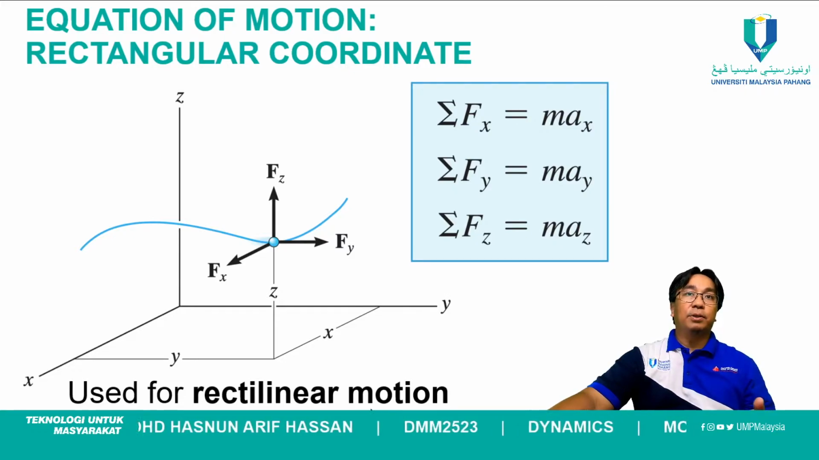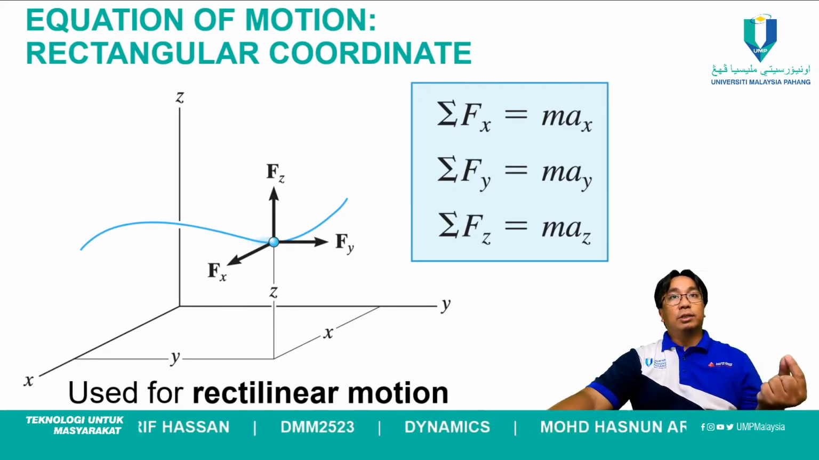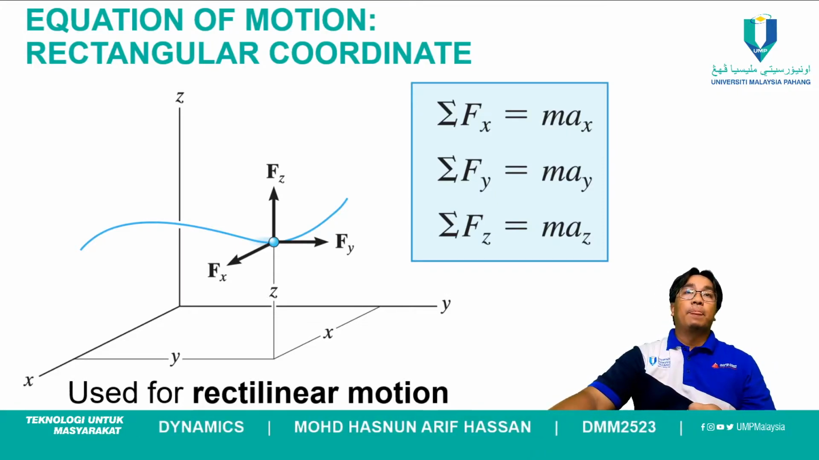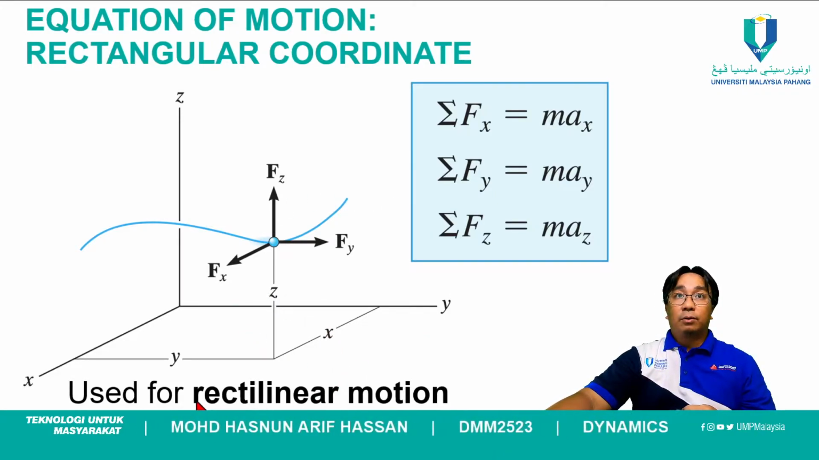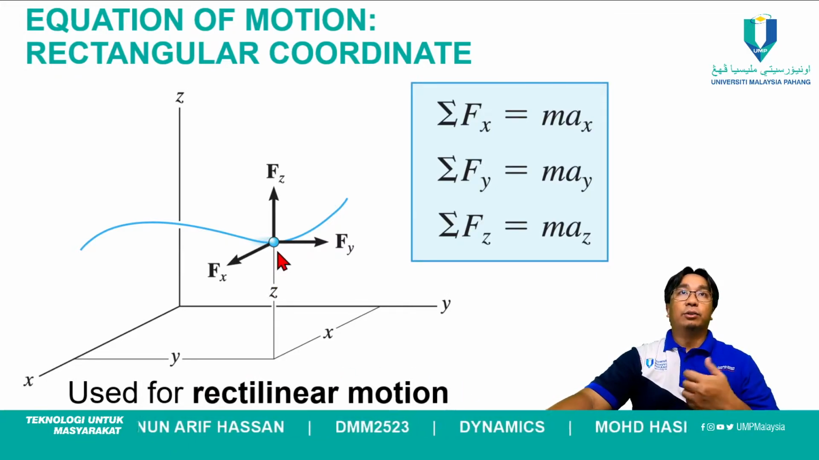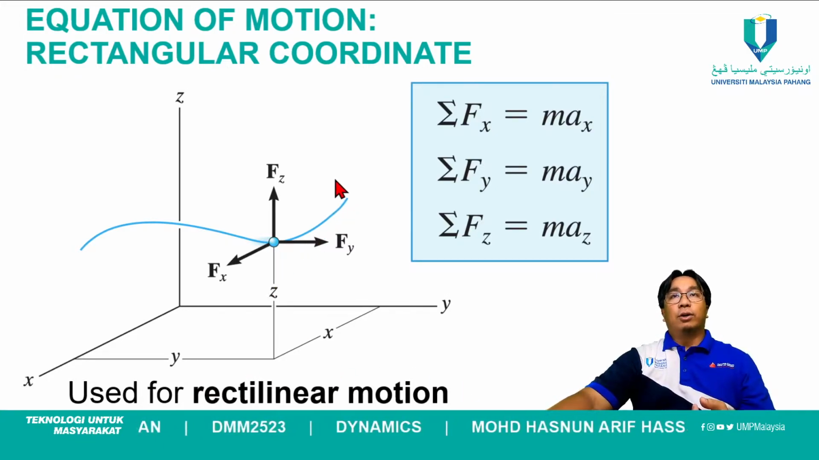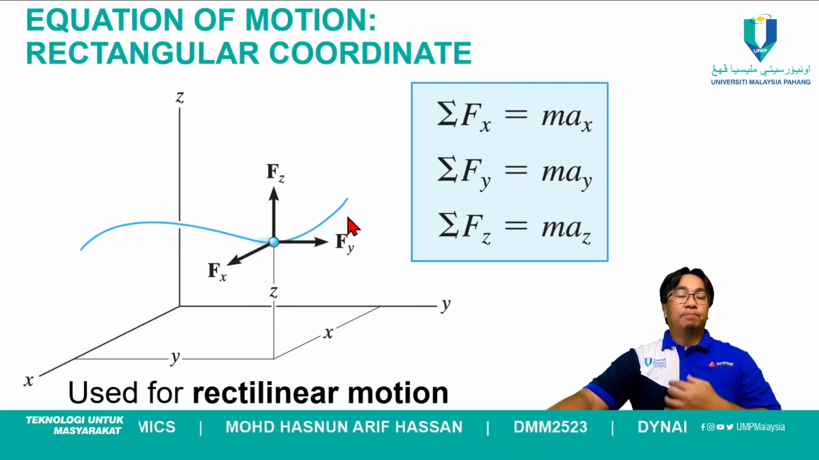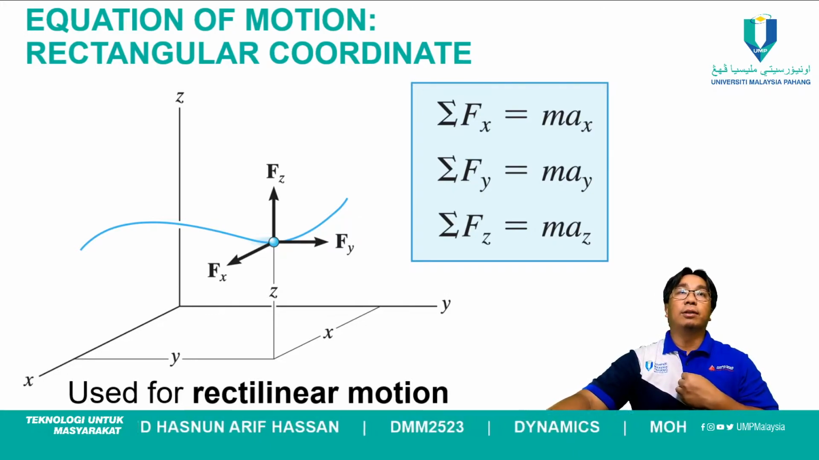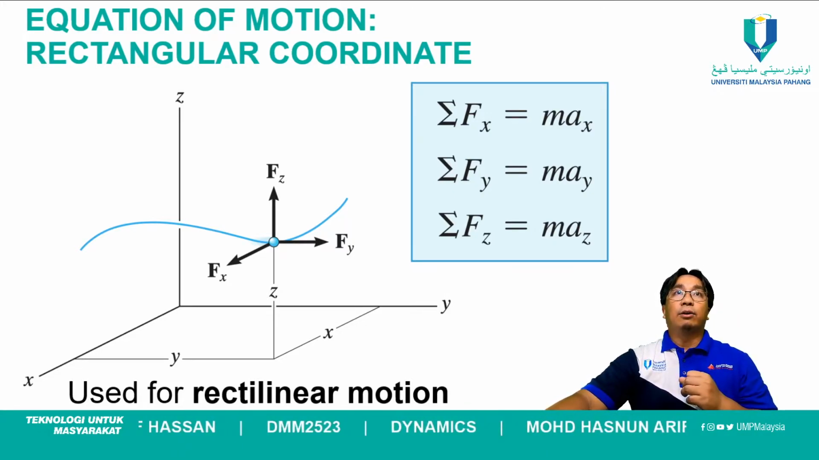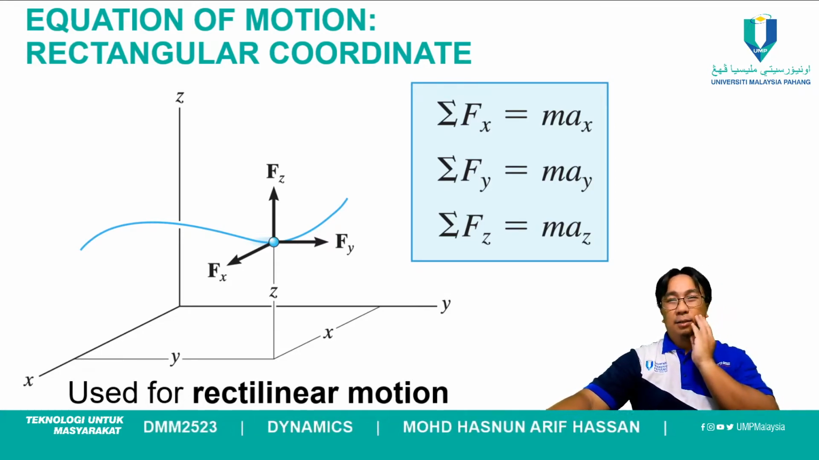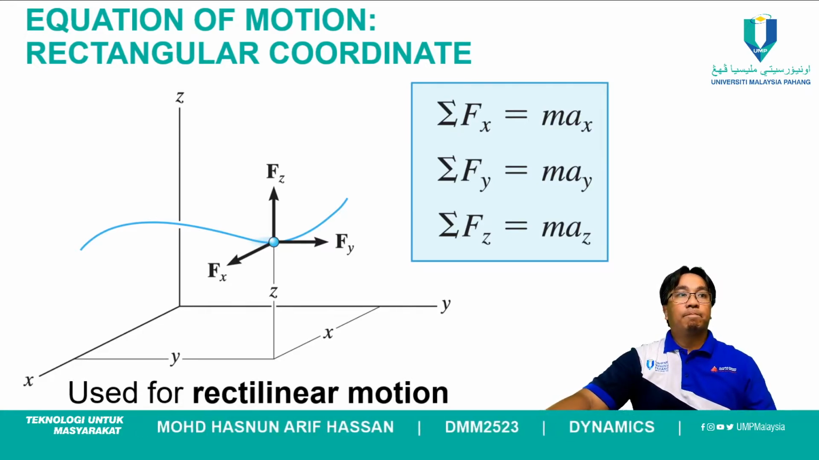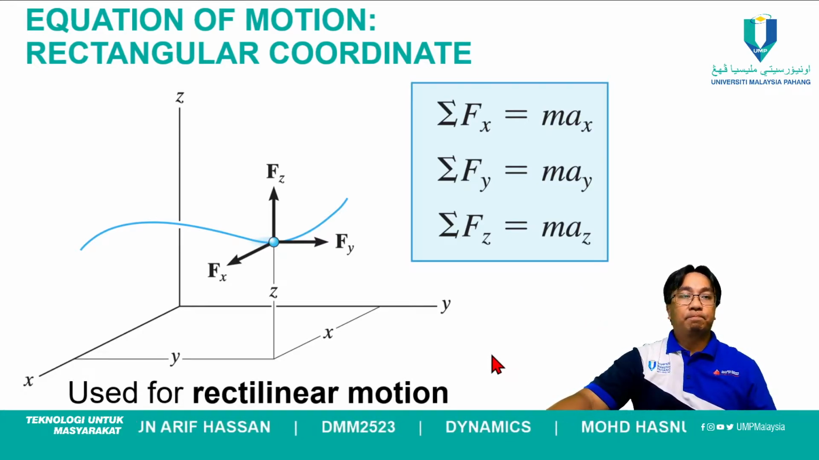Also, I have mentioned earlier that the rectangular coordinate system is used for rectilinear motion. What is rectilinear motion? Rectilinear motion is the motion of an object in a straight line, in a straight path. This is the case where we are going to use the rectangular coordinate system. Okay, any question so far? Do you have any question on the equation of motion and also the rectangular coordinate system for the equation of motion? No questions?